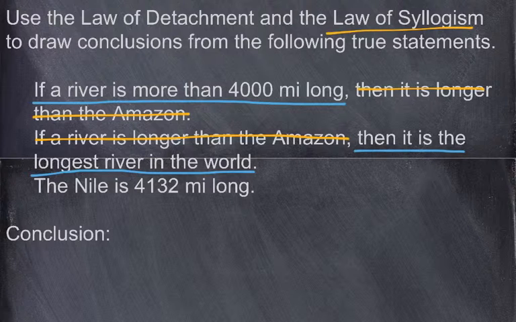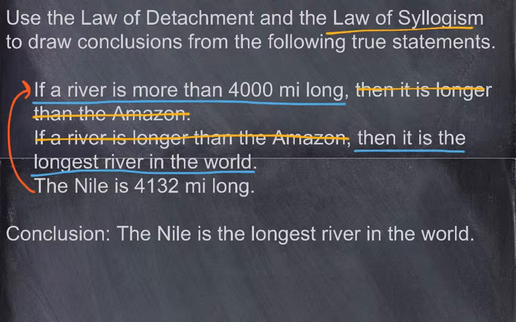Well, the next sentence, notice it's speaking to the hypothesis. If a river is more than 4,000 miles long. Here it says the Nile is 4,132 miles long. So again, it's speaking to the hypothesis. So therefore we can come up with a conclusion using the law of detachment. So our conclusion would be, the Nile is the longest river in the world.